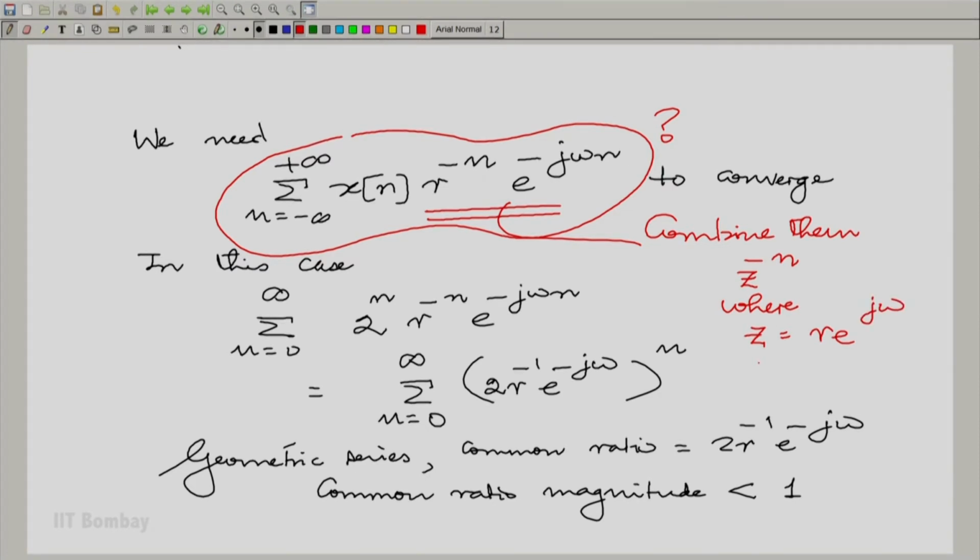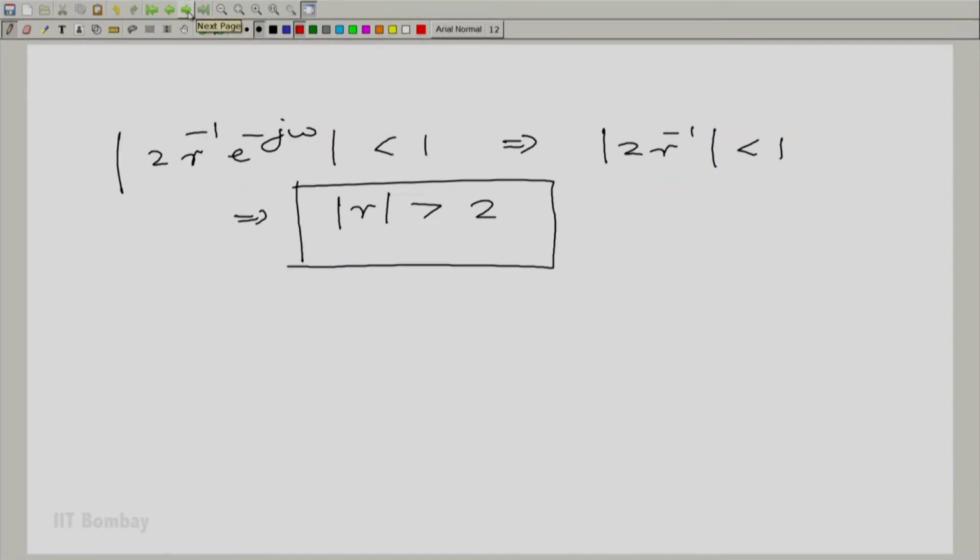Now, remember, z is complex. In general, z is complex, and in fact, now we have an interpretation for r. R is essentially the magnitude of z. So, what are we really saying here? We are saying the magnitude of z must be greater than 2.